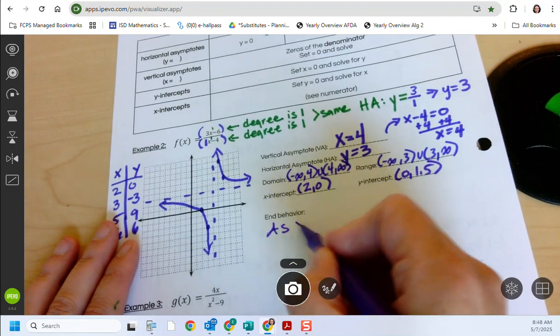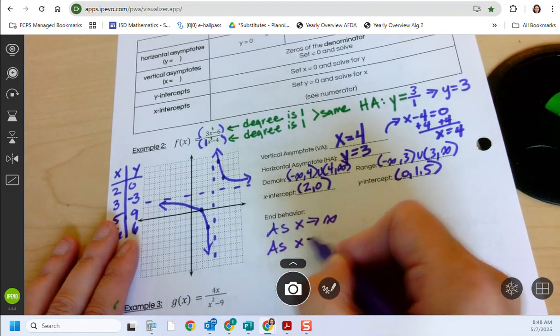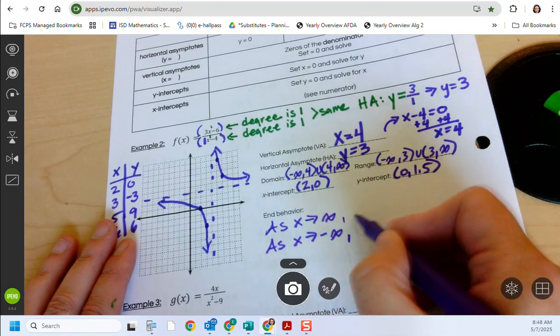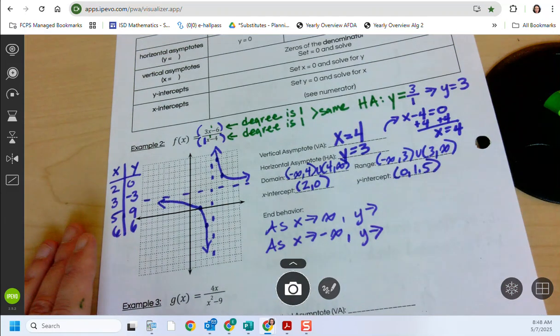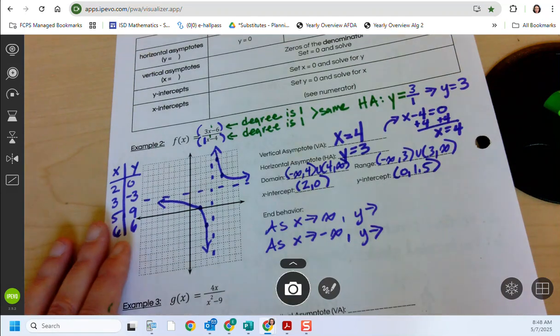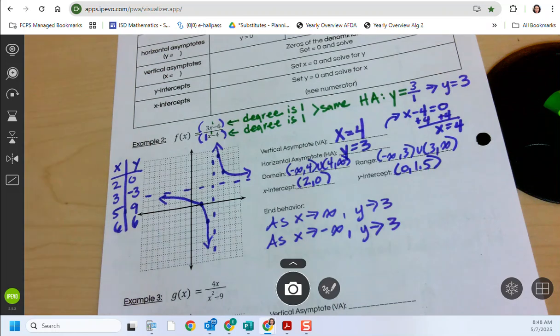For your end behavior, I don't care if you do the right side first or you do the left side first. Just make sure you have x going to positive infinity and also x going to negative infinity. And in both cases, y is going to what number? 3, good. Your horizontal asymptote. So your horizontal asymptote is your end behavior. It's not a coincidence, that's exactly what it is.